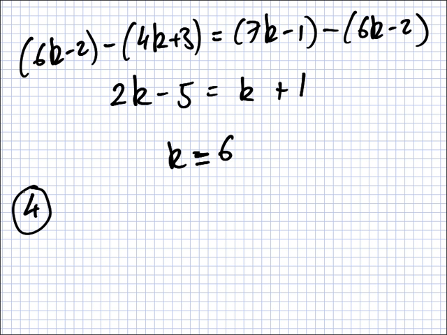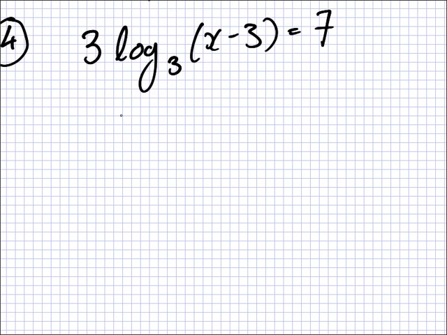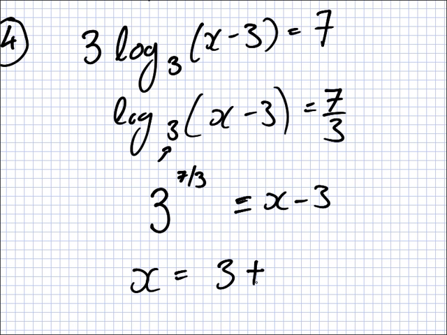Four now. Yeah? No, I have it here now. So we need to solve 3 log base 3 of (x minus 3) equals 7. I will divide by 3. And then we can say 3 to the power of 7 over 3 equals x minus 3. That's the definition of log. So we got our answer. x equals 3 plus 3 to the power of 7 over 3.